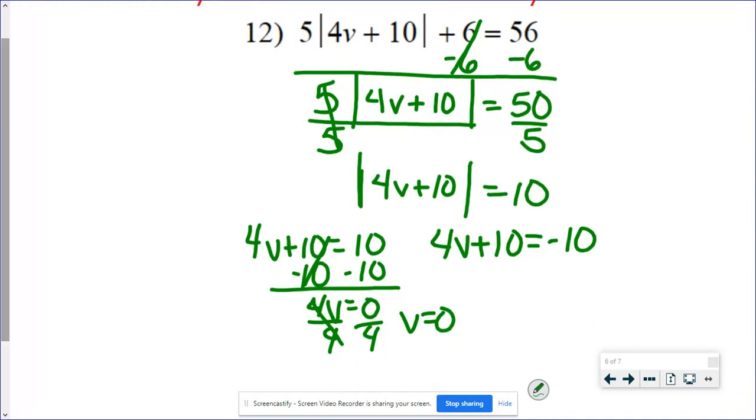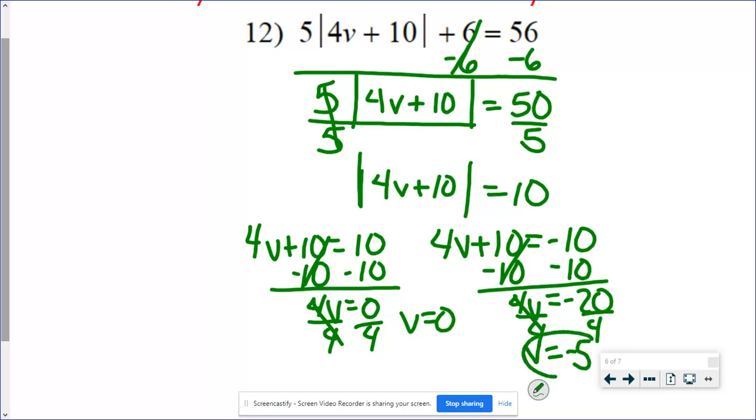For the other problem, when I do those same steps, again, different results, I'm going to get that 4v equals -20. So v equals -5. And again, feel free to substitute those back in there and check, but they both work.